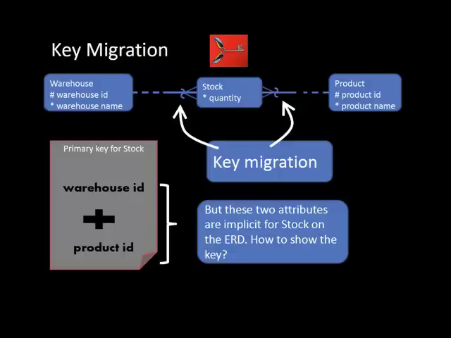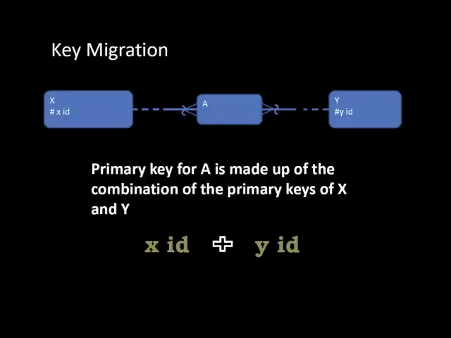So when you look at this diagram, and somebody asks you the question, what is the primary key of stock? The first thing you look for is, does stock have any attributes with the primary key sign? If so, that is part of the primary key. And then you look and see, are there any tilde signs? If so, add the primary keys of those entities as well and make up the primary key for stock. In this case, stock doesn't have any attribute of its own that says primary key. So the primary key is only those two. Question? Okay. So the primary key for stock is warehouse ID, product ID. That's what is indicated in this diagram. So that's key migration.